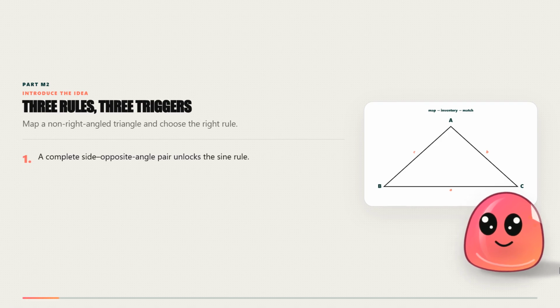Map a non-right angle triangle and choose the right rule. Here's the key idea. A complete side, opposite angle pair unlocks the sine rule. SAS, two sides plus included angle, or SSS unlocks cosine. Two sides and the included angle gives the area rule.